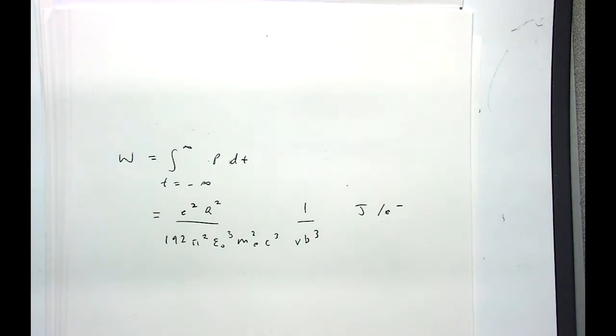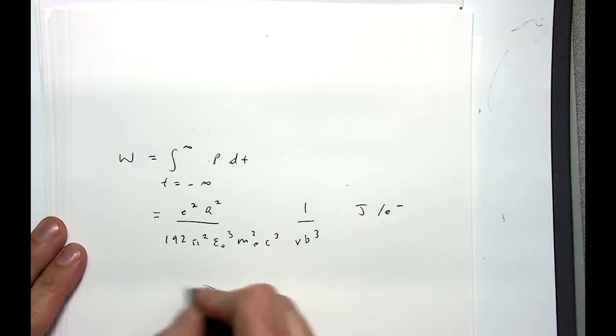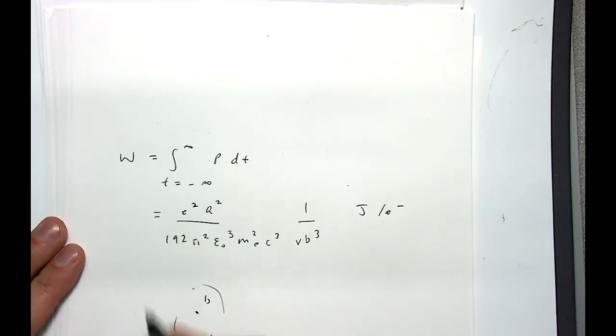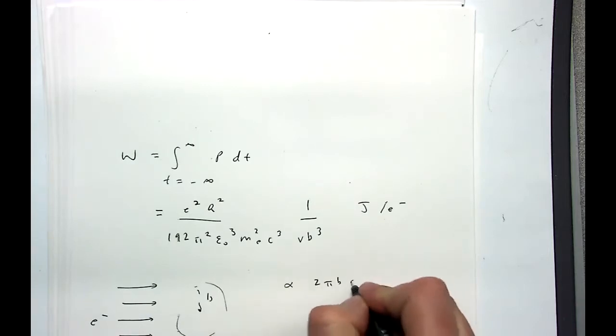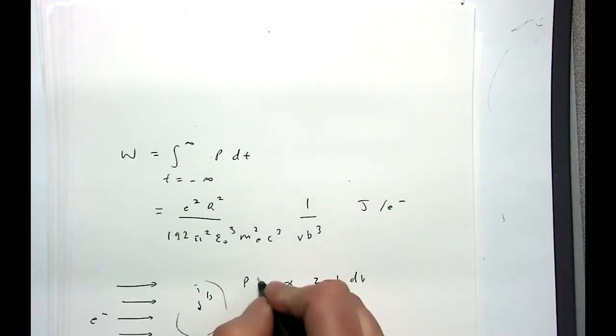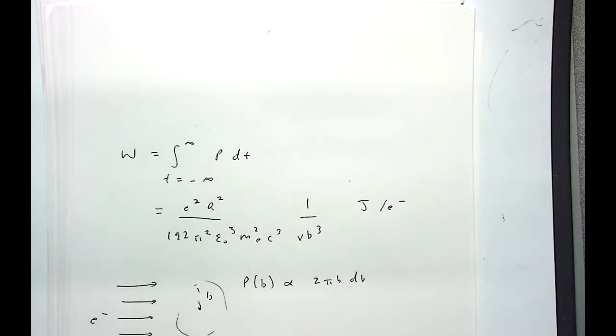Of course, in our real target that we showed, we've got lots of electrons, and they all have different values of b. And clearly, you're going to have larger values of b most often, the electron is going to go fairly far away from the nucleus. So here's my beam of electrons, say, and the likelihood that you're going to get a certain value of b must be proportional to 2 pi b db.